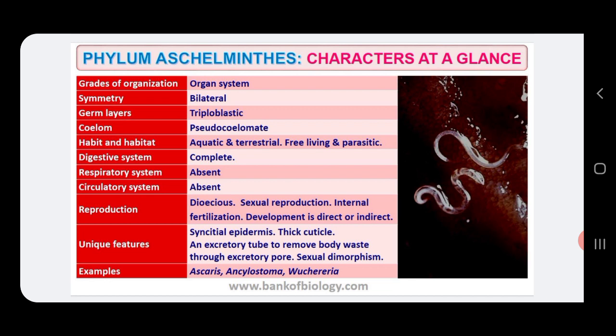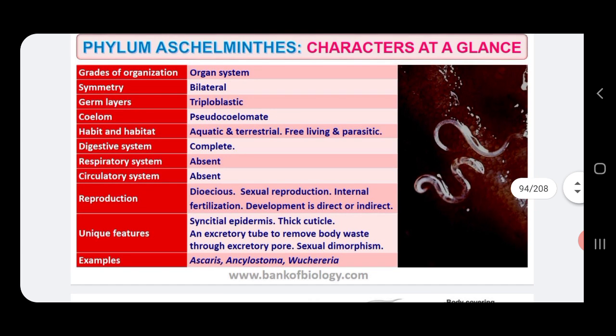Then digestive system is complete. Respiratory and circulatory systems are absent. Then reproduction is dioecious, sexual reproduction, internal fertilization, and development is direct or indirect. Then unique characters are the thick cuticle, the excretory tube which removes excretory products from the body, and sexual dimorphism. The best examples for this are Ascaris and Wuchereria bancrofti. So these are all the examples coming under phylum Aschelminthes.